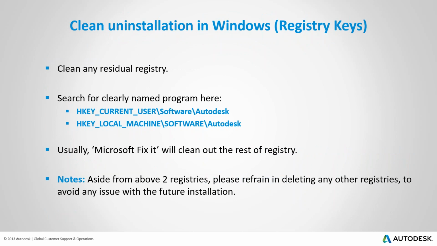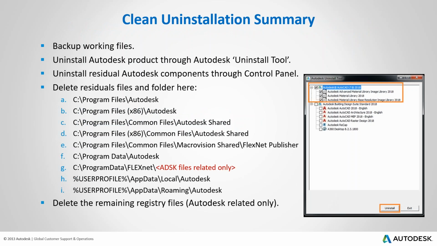So after cleaning up those residual files and folders, you can proceed to delete the registry. These are the two registry keys that you can delete after the rest of the uninstallation steps are done. Do take note, aside from these two registry keys, we suggest not to delete or even modify anything else. So just focus on these two. You don't have to go to any other registry that is related.